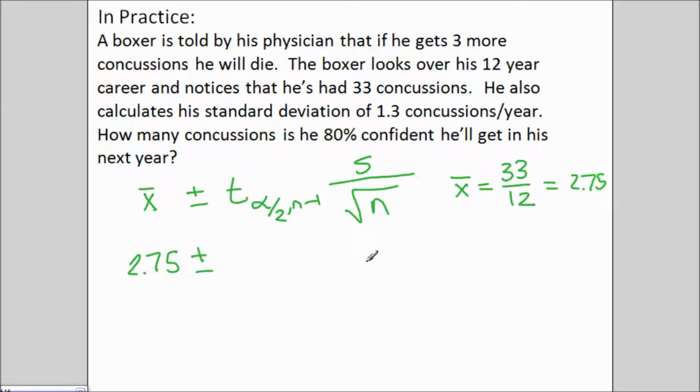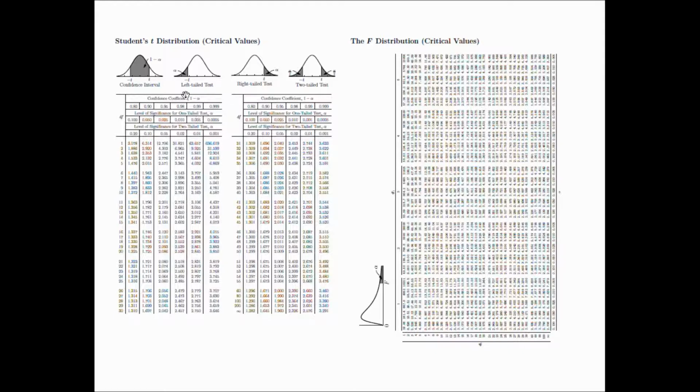So we know our sample standard deviation is 1.3. We know our n is 12, since 12 years is what this sample is based on. So now we just need to find this t value, and that will require going to the table. Here we go to the confidence coefficient, 1 minus alpha. He wanted an 80% level of confidence, so that's this first column. He had an n of 12, so we take n minus 1 as 11, and we see it's 1.363.